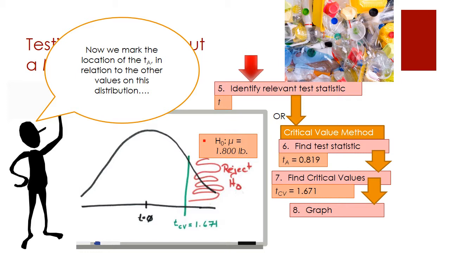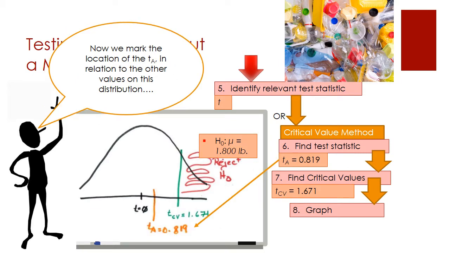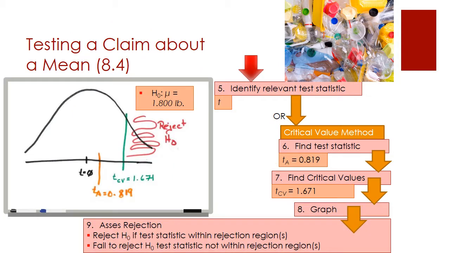Where does my t alternative go in this diagram? Is it going to go to the right of my t critical value or to the left? You want to pay attention to the numerical values of these. Well, it's going to go to the left. So we're going to mark the location for the t alternative, and here we can see that it's to the left of it, because 0.819 is less than 1.671, so it will be between my t equal to 0 and my t critical value of 1.671. Now here's my graph, and we're going to come back and do our interpretation.